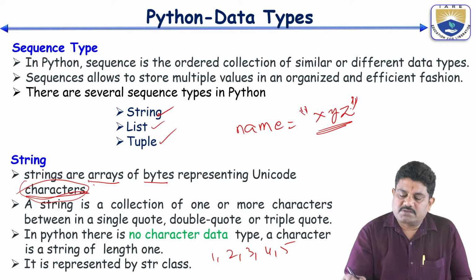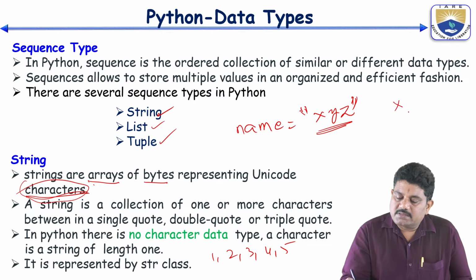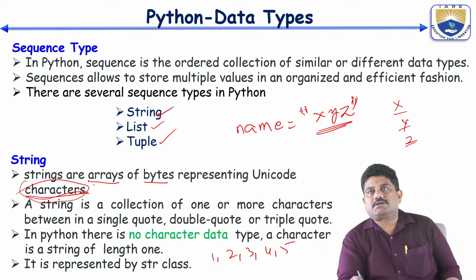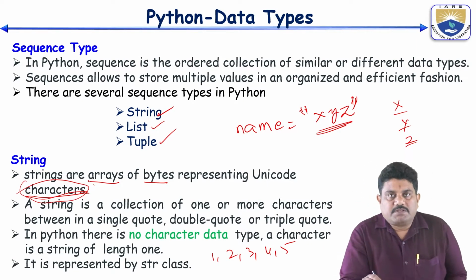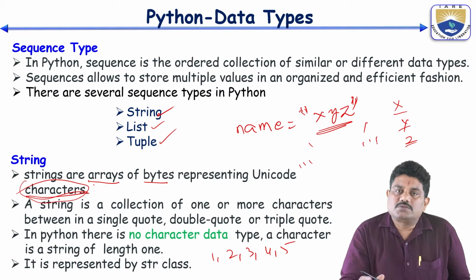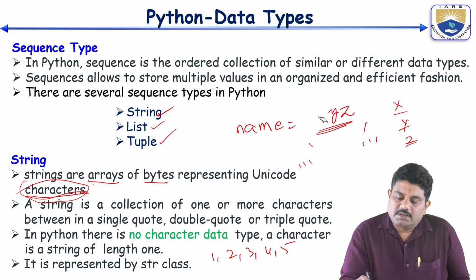If you see X, Y, Z individually, these are the characters. The combination or collection of these characters we can call a string. That can be mentioned in between double quotes or single quotes or triple quotes. We can use anything in Python. Anything is valid in Python.